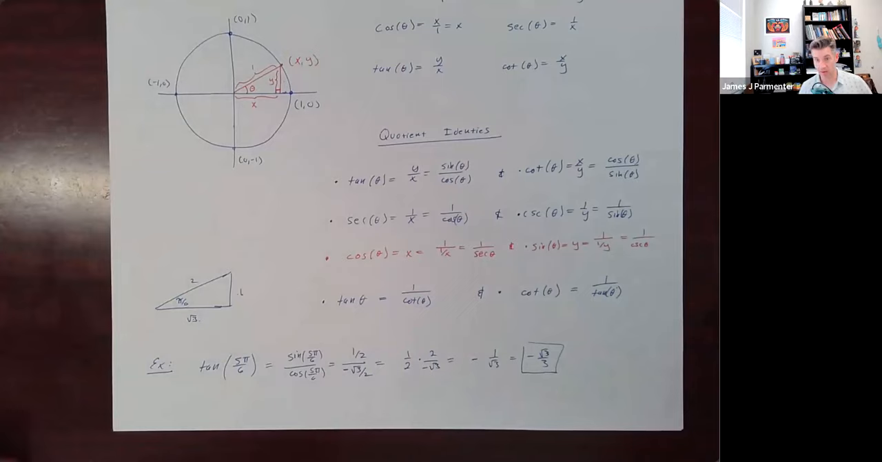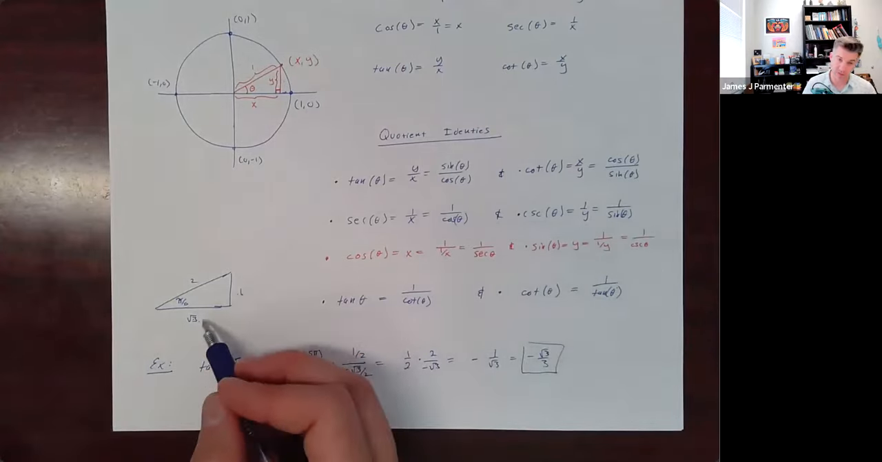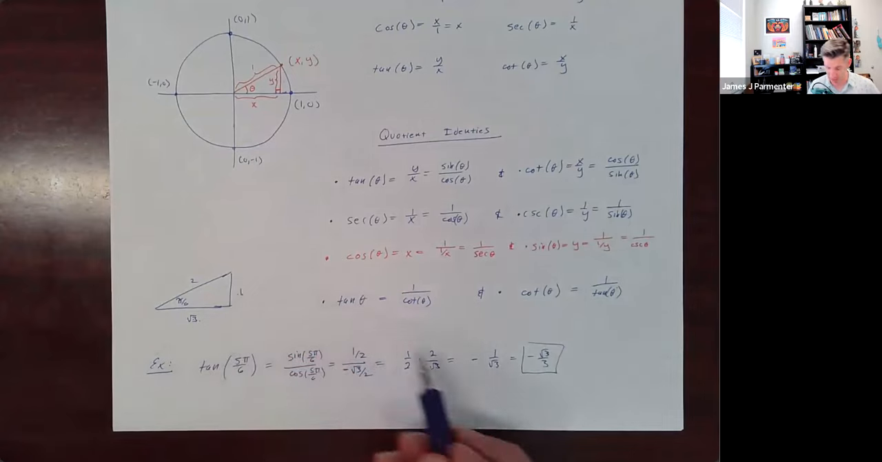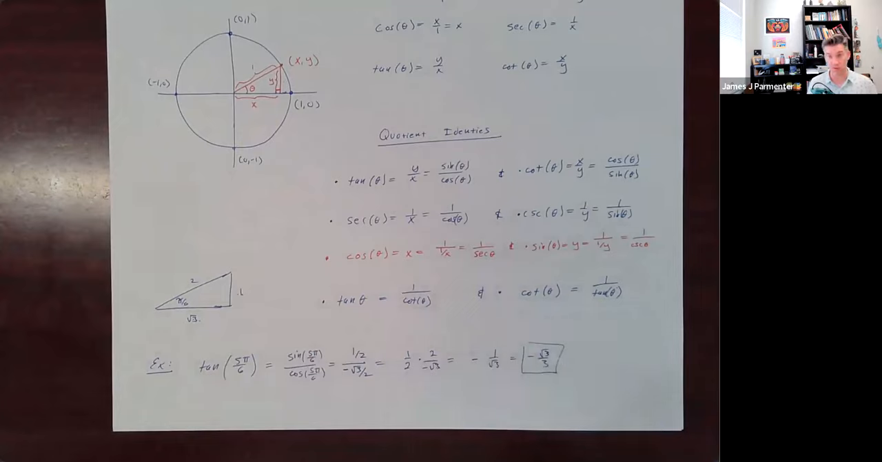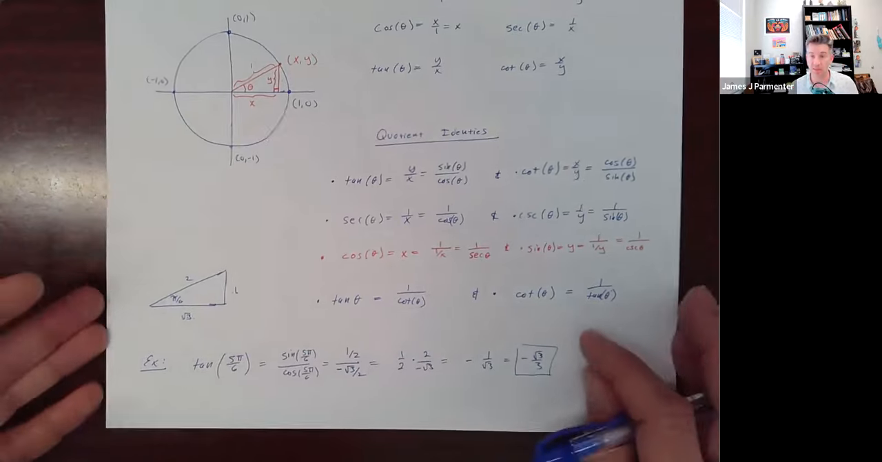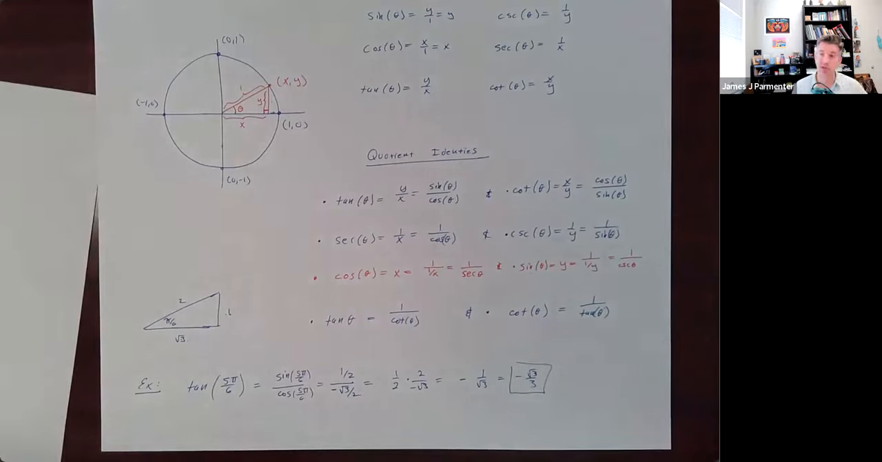Not really better, right? I would rather just say tangent of 5 pi over 6 is negative 1 over root 3 and then rationalize it. So we don't really use these quotient identities to help us evaluate trig functions of specific angles. What we do use them for is to help us simplify expressions involving trigonometric functions. Let's talk about the other trig identities. And actually, we'll start with some examples there.